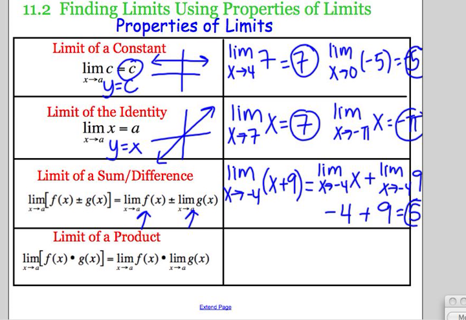If this was a minus instead in the middle, the only thing that would change is this would be a minus, and so would that, and then the answer would be negative 13. So that's the only difference if it's a difference.